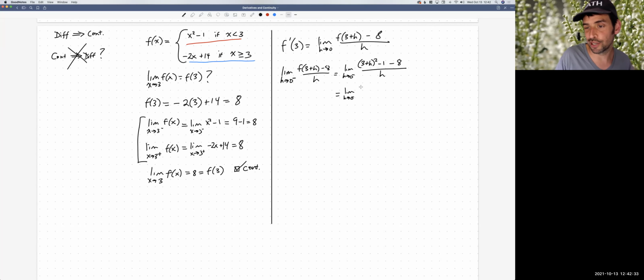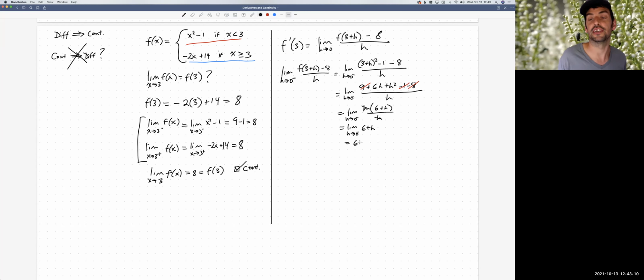So we square this, and we're going to get 9 plus 6h plus h squared minus 1 minus 8, all over h. What happens? Well, the 9 and the minus 1 and minus 8 are all going to cancel out. We've then got a factor of h in the numerator that we can factor out. We get h times (6 plus h) over h. These cancel. And we've got the limit as h goes to 0 from below of 6 plus h, which is just equal to 6. So the limit from one side is 6.